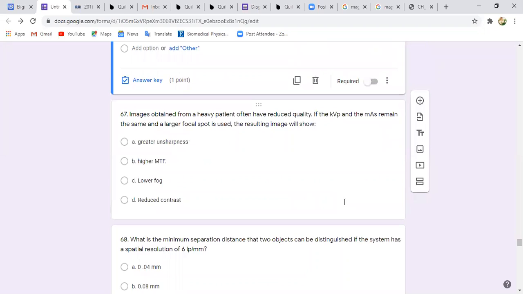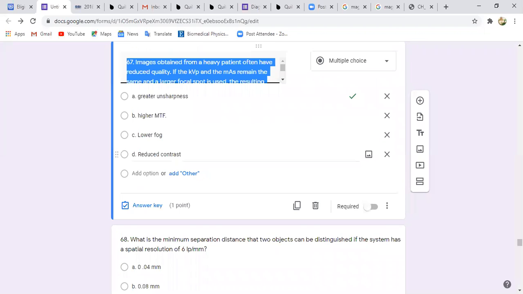Images obtained from a heavy patient. If the kVp and the mAs remain the same, and a larger focus spot is used, the resulting image will show what? Greater unsharpness. Yes, this is the case where we have blurring. Blurring will have its toll on this arrangement, so we're going to have greater unsharpness.